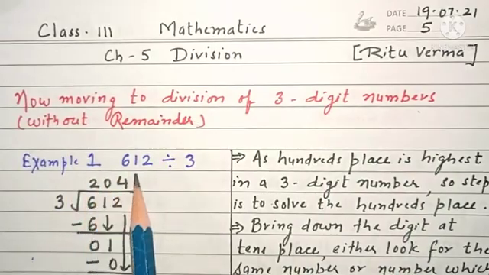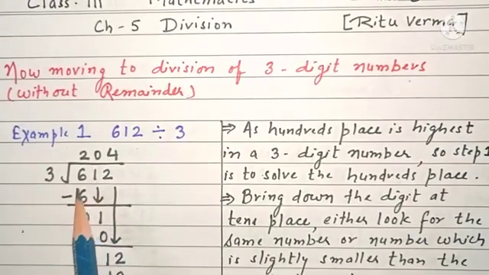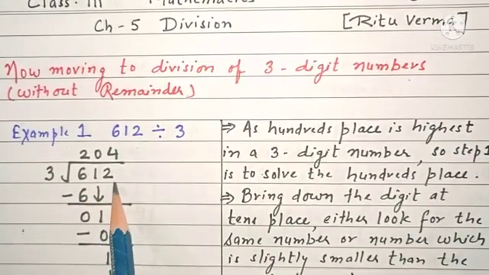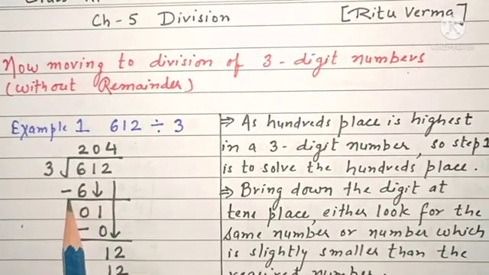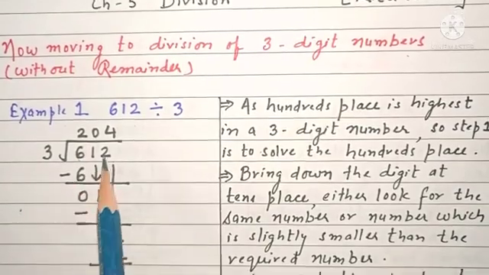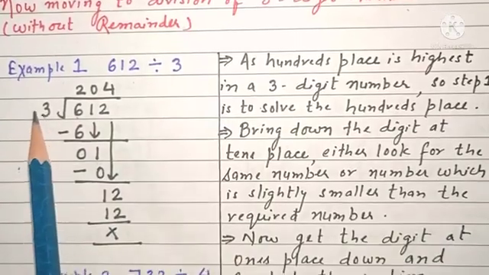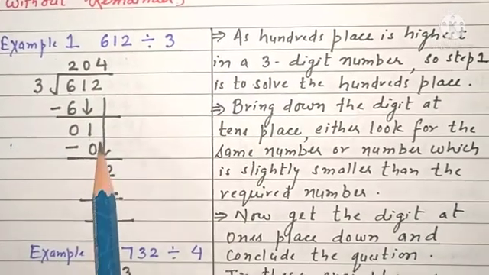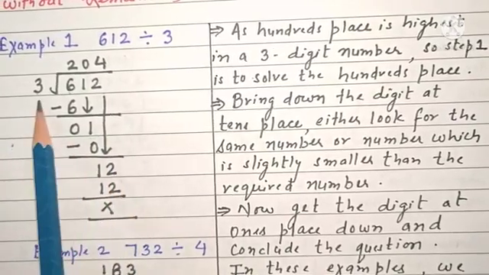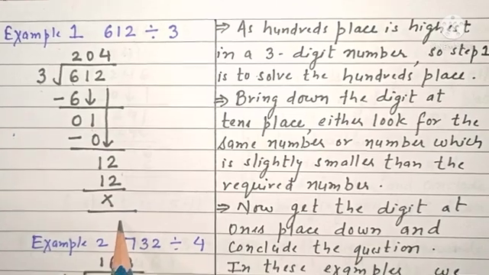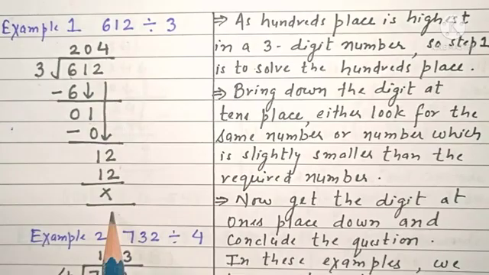Example number 1, 612 is to be divided by 3. Now we are having 612 as a 3-digit number. So hundreds place is highest in a 3-digit number. So step 1 is to solve the hundreds place. 3 twos are 6. Putting 1 down, as here 1 is smaller than the divisor. So it is 3 zeros are 0. Fine. So 1 minus 0 is 1. Putting 2 down and look for 12 in the table of 3. 3 fours are 12. So here the quotient is 204 and we haven't got any remainder here.